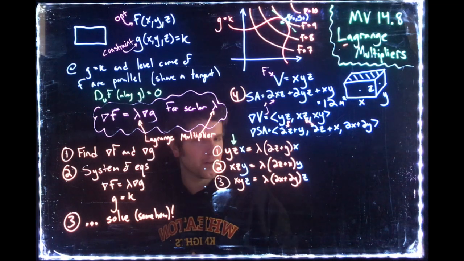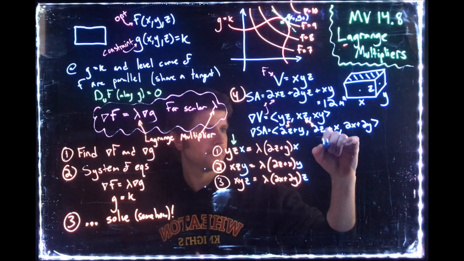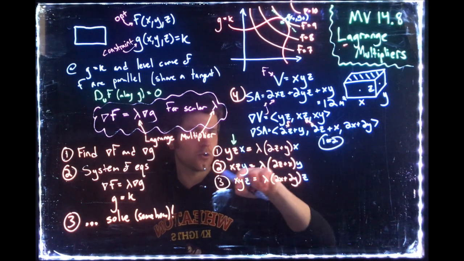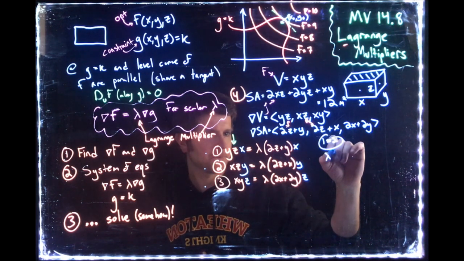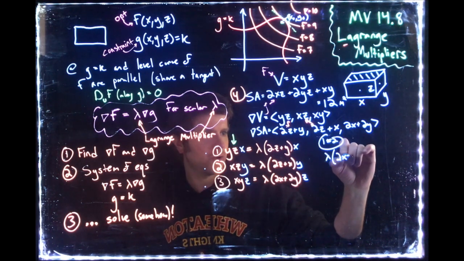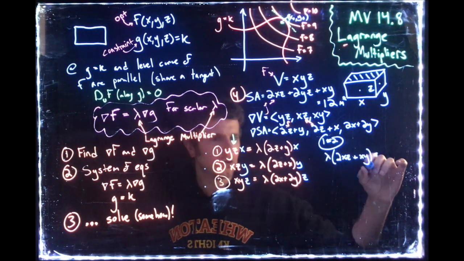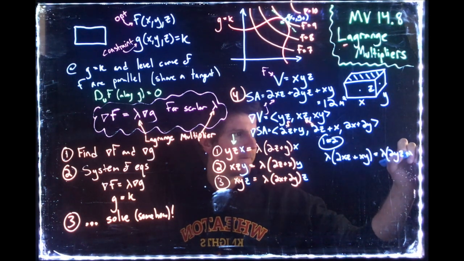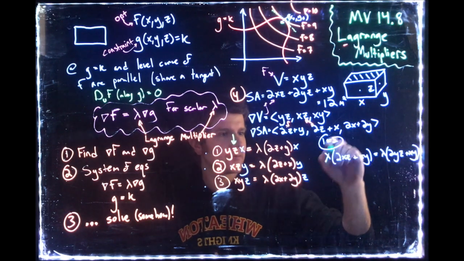So I'm going to take equation 1 and equation 2 and set them equal to each other. I'm going to ignore the left side and just take the right side. So I'm going to get lambda times (2xz plus xy) equals lambda times (2yz plus xy). All right. And now I'm going to divide both sides by lambda. I'm going to divide lambda away.